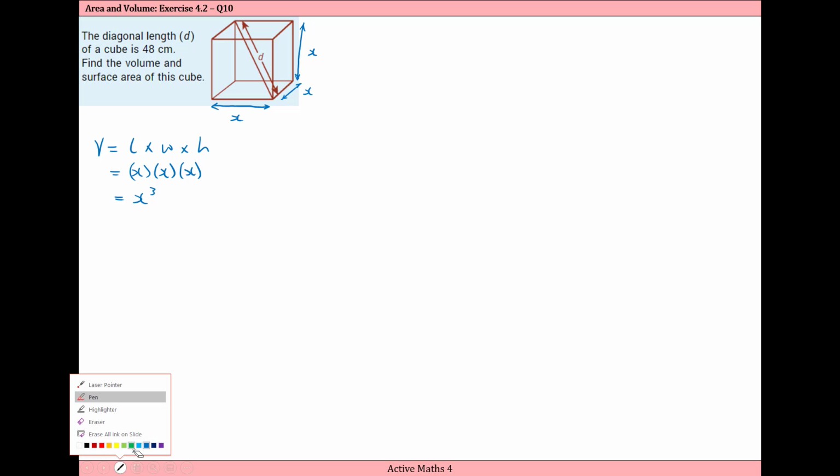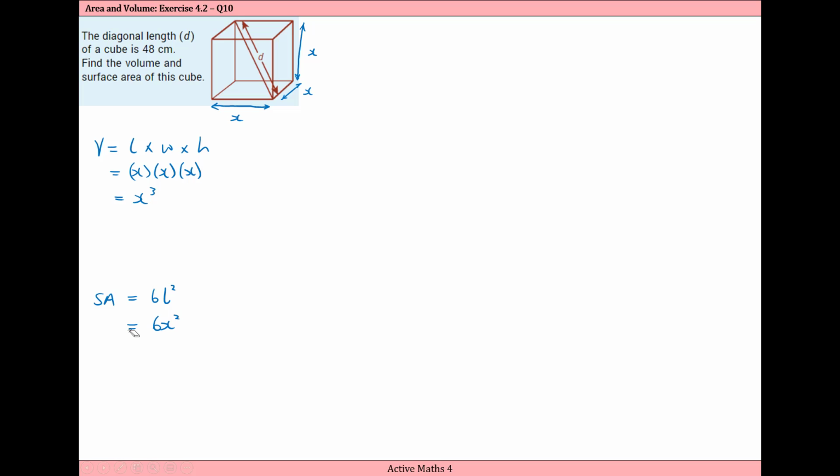What about the surface area? Well, if you think about one of the faces of a cube, it is x times x, so the length by the length, or the length squared. And in a cube we have 6 faces, so that's 6 by the length squared. And in our question, our length is x, so that's going to be 6x squared.